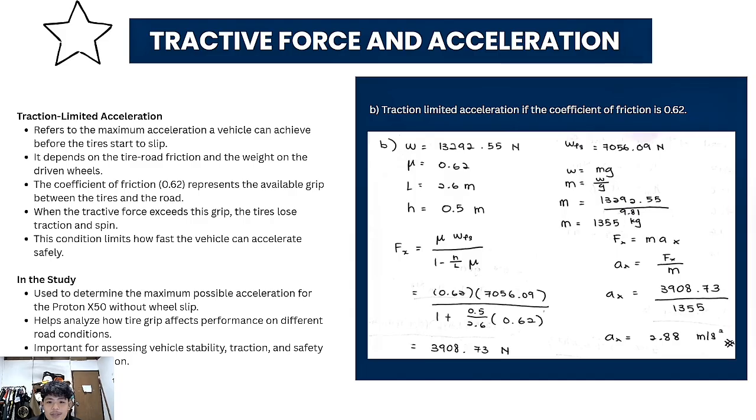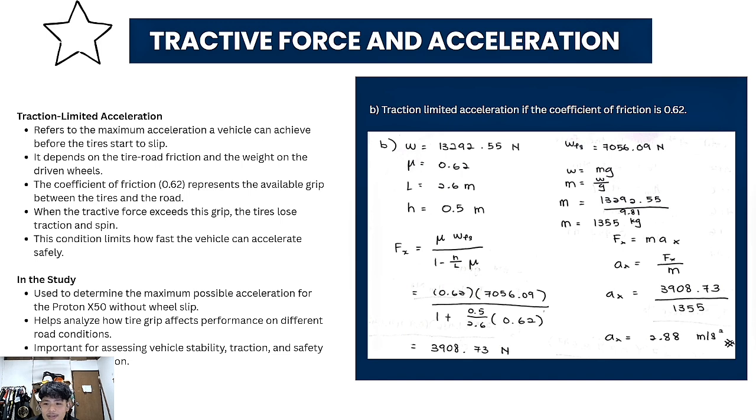Question B asks us to find the traction limited acceleration if the coefficient of friction is 0.62. From the vehicle data, we know the weight of the car is 13,292.55 Newton, and the coefficient of friction is given, 0.62. The wheelbase of the car is 2.6 meter. The height of the center of gravity is 0.5 meter.